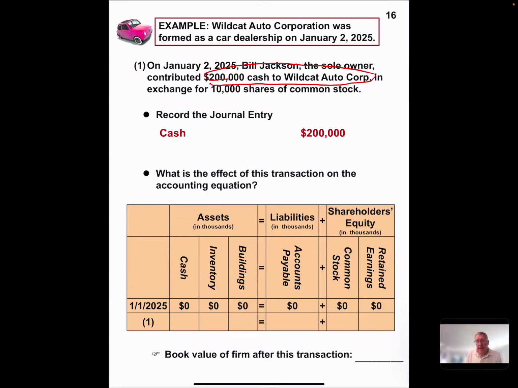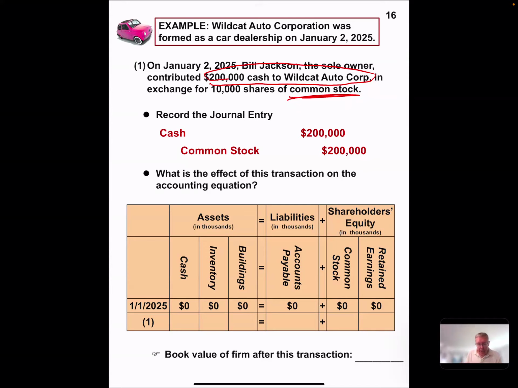Okay. Then I would ask, well, what do you need to credit? Okay. Well, this is not a note payable. We're not borrowing money. So this is common stock. This is an equity account. And we're going to call this simply common stock. So common stock is one of our equity accounts along with retained earnings. Okay. So in this case, common stock, it's equity. Equity is on the right-hand side of the accounting equation. It's going up. Wildcat Auto, before this transaction, had nothing in the common stock account. Now it has to have $200,000. How would we increase that by $200,000?